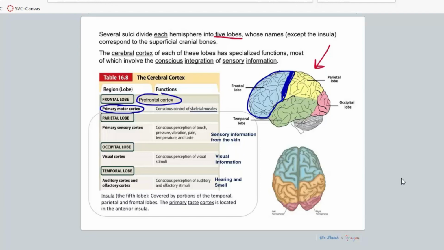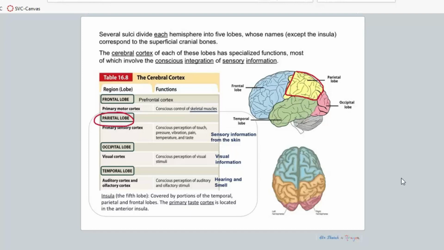And this is where the conscious control of skeletal muscle commands is going to come from. And when we get back to skeletal muscles, we'll talk about that. That's going to be the last topic we talk about in this class. Another lobe of the brain is the parietal lobe. This is the parietal lobe here.